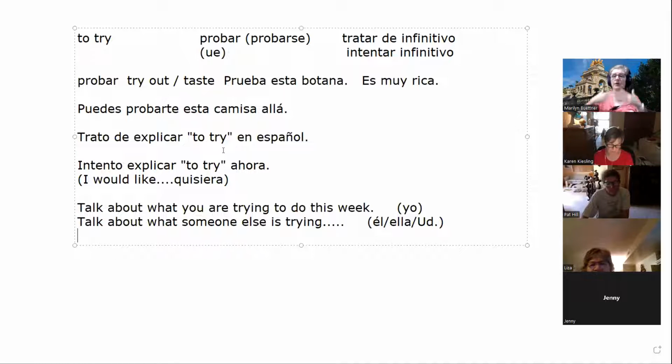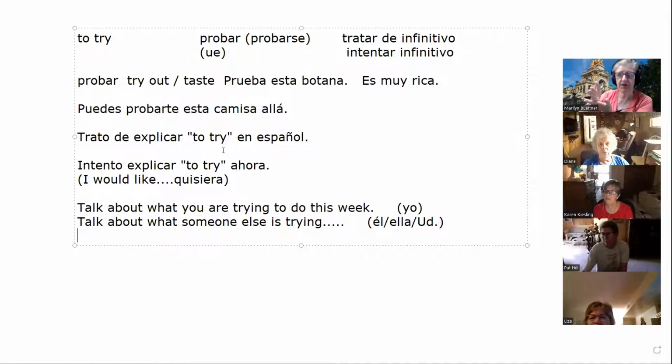For an example, por ejemplo, trato de cortar las ramas, branches, las ramas de un árbol muy pequeño. Trato de cortar las ramas de un árbol muy pequeño en mi jardín.